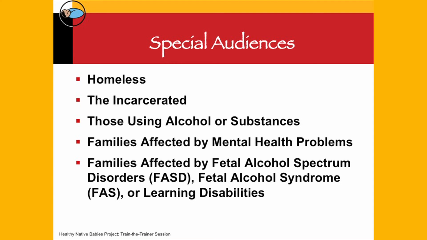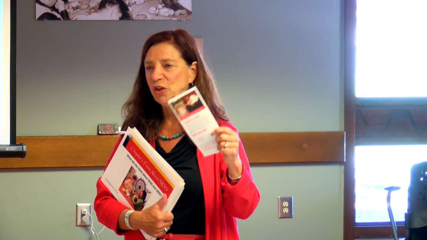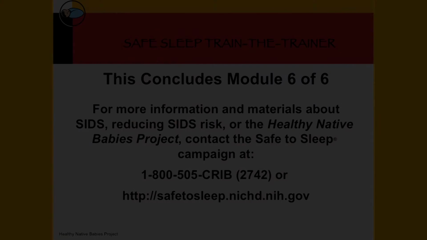So here are some of the special audiences: the homeless, the incarcerated, those using alcohol or substances, families affected by mental health problems, and families with FASD, FAS, and FAE. So these are the special audiences that really need our attention. So when reaching out, be persistent. Continue to go where the people are. It doesn't do us any good to have all this great information and all these wonderful brochures if they're sitting in the office somewhere and the people who are on the streets or incarcerated or don't have transportation never see them. So go out to where the people are.